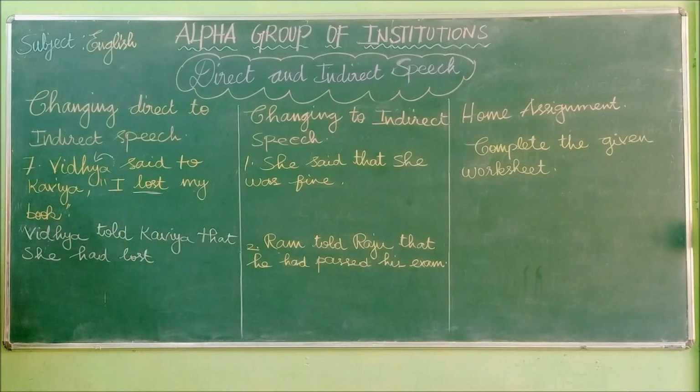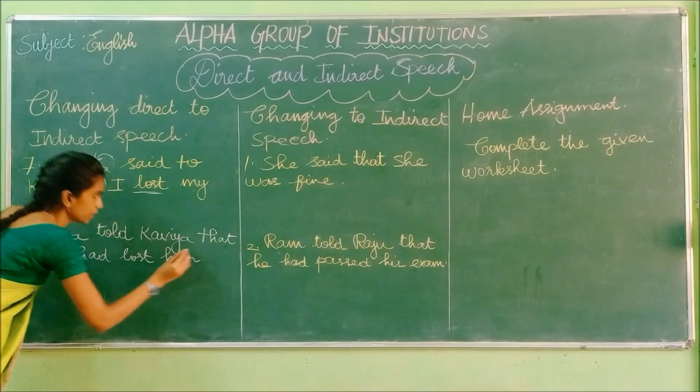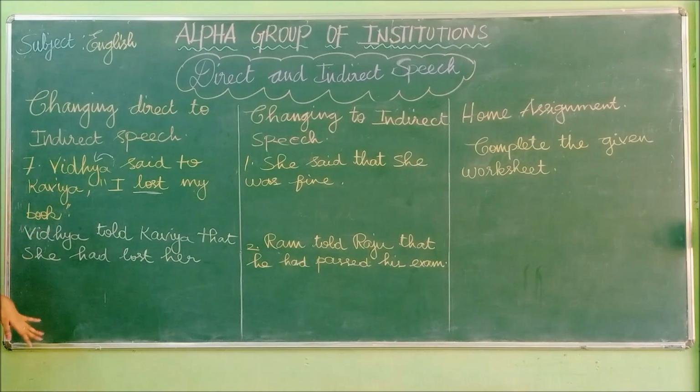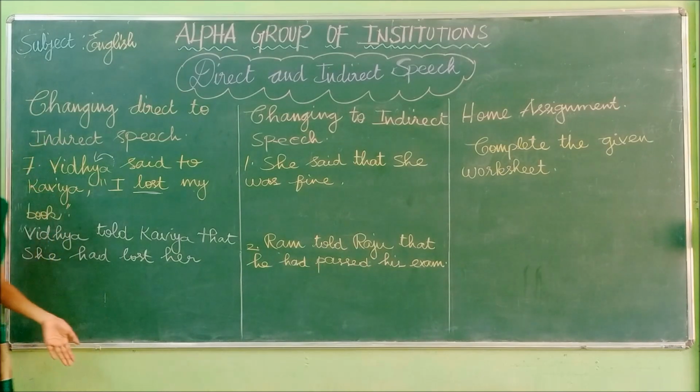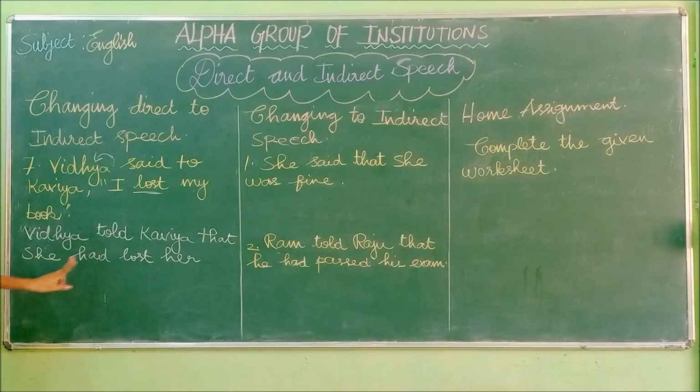And this "my" will be changed into "her". Vidya is a girl, so we have to write "her". If it is a boy, we have to write "his". So, she had lost her book. I'll repeat once again. Vidya, this "said to" will be changed into "told". Kavya, the conjunction is "that", and this "I" will be changed into "she" because the person is a girl.